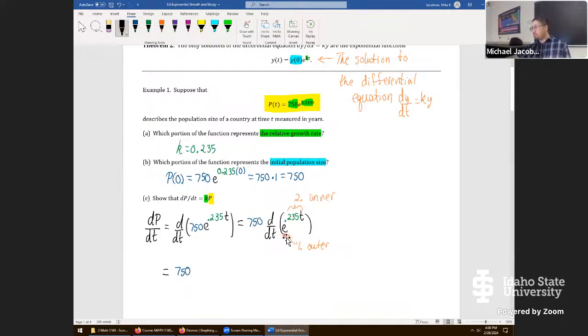Now in the chain rule process, let's do this one really carefully. We differentiate the base e exponential first. Here's how it looks. And because it's a base e exponential, we don't need natural log e multiplied. That's just a 1. But we do need to multiply by the derivative of the inner function, 0.235t. Any questions, folks, with getting through the chain rule process on this one?